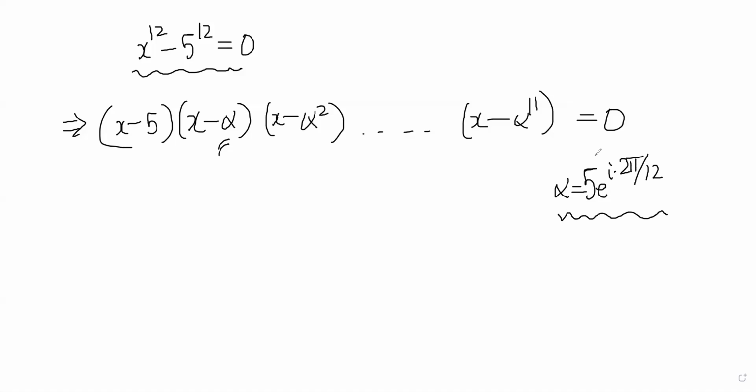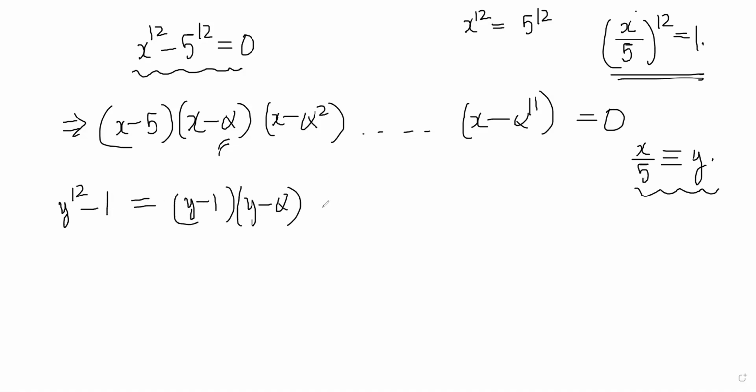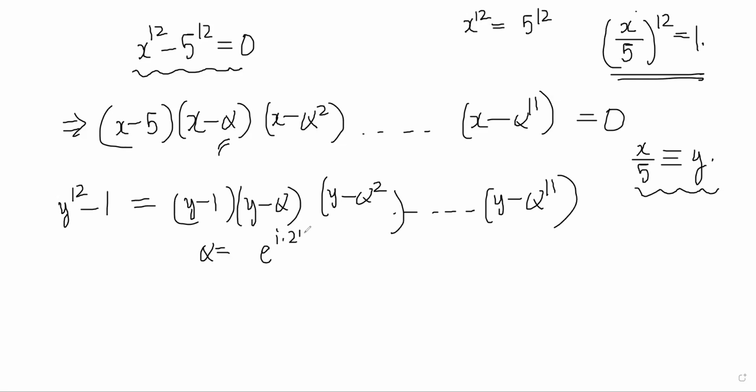So we will not write it like this. What we can say is, we can convert this equation, x to the power 12 equals 5 to the power 12, to x by 5 to the power 12 equals 1, right? And we'll take a new variable, x by 5 as y. If you take x by 5 as y, this equation is y to the power 12 minus 1, which can be written as y minus 1, y minus alpha squared, till y minus alpha to the power 11. And now alpha can be written as e to the power i 2 pi by 12, right? And alpha is basically y, which is x by 5. So finally x will be 5 times this, right?